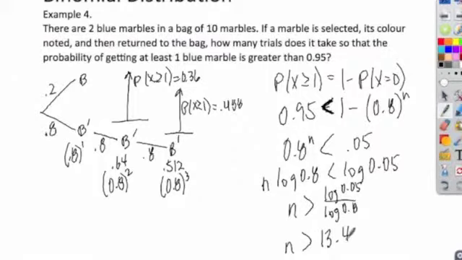So in answer to our question, how many trials will it take so the probability of getting at least one blue marble is greater than 0.95? I'll have to say the number of trials before it'll be bigger than 0.95 must be 14. Obviously n has to be greater than 13.4, so the next value is 14. All right, and then on to the next example.